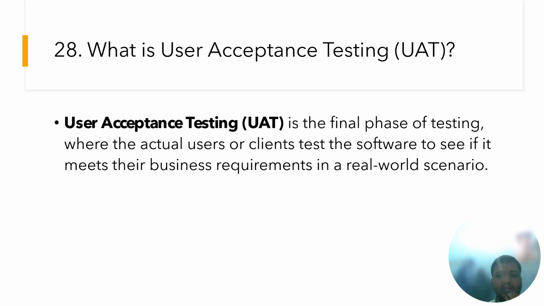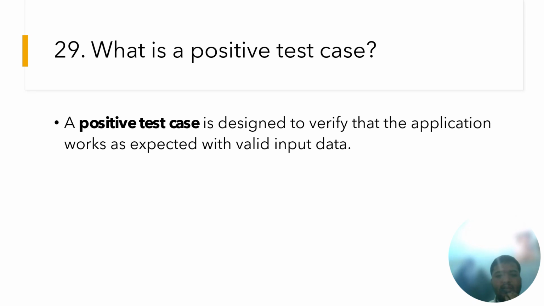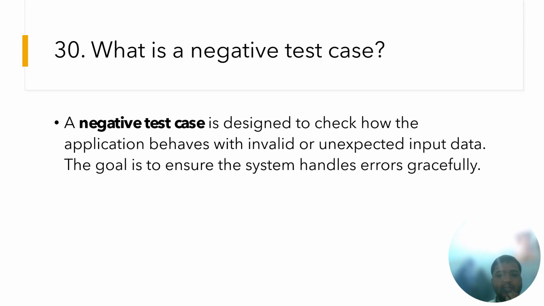What is user acceptance testing? UAT is the final phase of testing where the actual users or clients test the software to see if it meets their business requirements in real-world scenarios. What is a positive test case? A positive test is designed to verify the application works as expected with valid input data. And what is negative testing? Negative testing is designed to check how the application behaves with invalid or unexpected input data. The goal is to ensure the system handles errors gracefully.